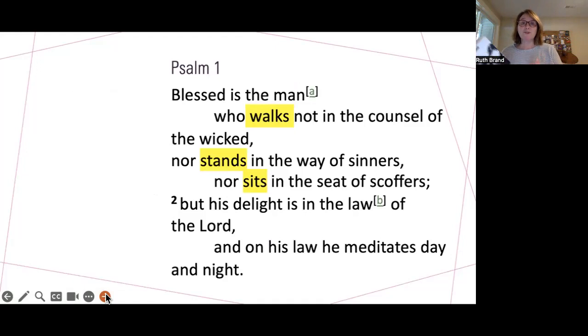Here's another example from scripture, Psalm 1. Blessed is the man who walks not in the counsel of the wicked, nor stands in the way of sinners, nor sits in the seat of scoffers. So I highlighted for you, we've got three verb phrases there going on. Walks not in the counsel of the wicked, stands in the way of sinners, nor sits in the seat of scoffers. And there's just, it balances. There's harmony, and it's beautiful. Parallelism is just captivating when a writer uses it well.